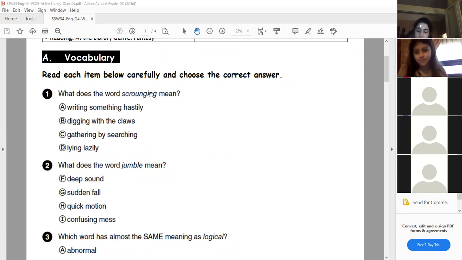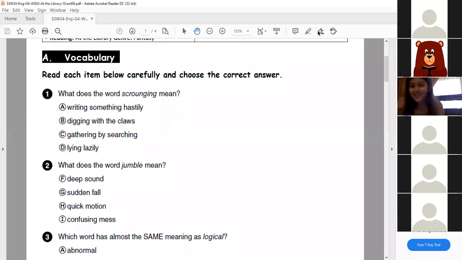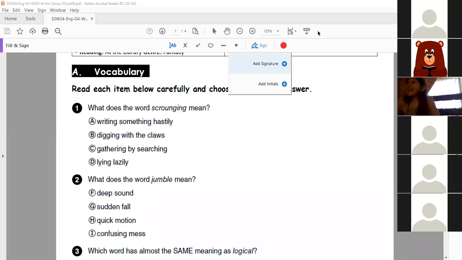Okay. What does the word scrounging mean? Is it A, writing something hastily? B, digging with the claws? C, gathering by searching? Or D, lying lazily? Scrounging. Remember scrounging? The cat was scrounging for food in the trash bin. Miss, I know it. I mean, C. C is the correct answer. Bravo. Thank you, Lama. Bayan, thank you, Bayan. I mean, plus for you, Bayan. Yalla, Bella. Let's do it faster, please.